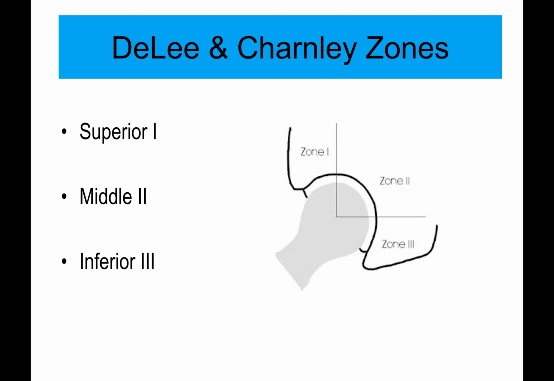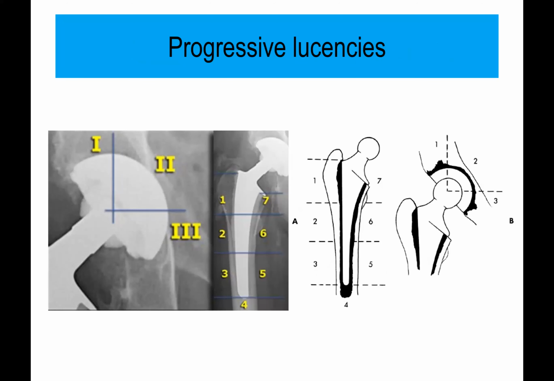Next, you have to know the Delee and Charnley zones for loosening and osteolysis: superior, middle, and inferior. And for the stem, you have to know the Gruen zones and Gruen's modes of loosening. It was described by Gruen in 1979. You have to know this in detail and be able to describe the loosening and the modes of loosening, like pistoning, cantilever bending, and medial stem pivot.